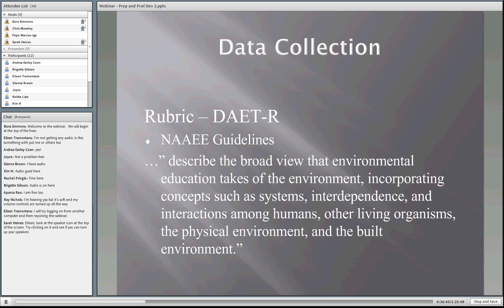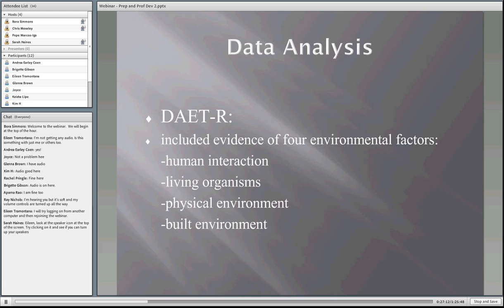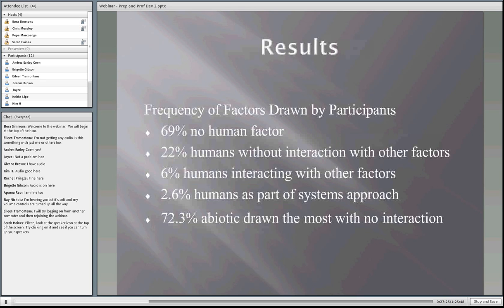And then we created a rubric to assess the drawings, based on the definition of the environment found in the guidelines. The environment described the broad view: an environmentally literate educator should be able to describe the broad view that environmental education takes of the environment, incorporating concepts such as systems, interdependence, and interactions among humans, other living organisms, the physical environment, and the built environment. So we took those four major factors in that definition, human interaction, living organisms, physical environment, and built environment, and put them in our rubric to evaluate the drawings.